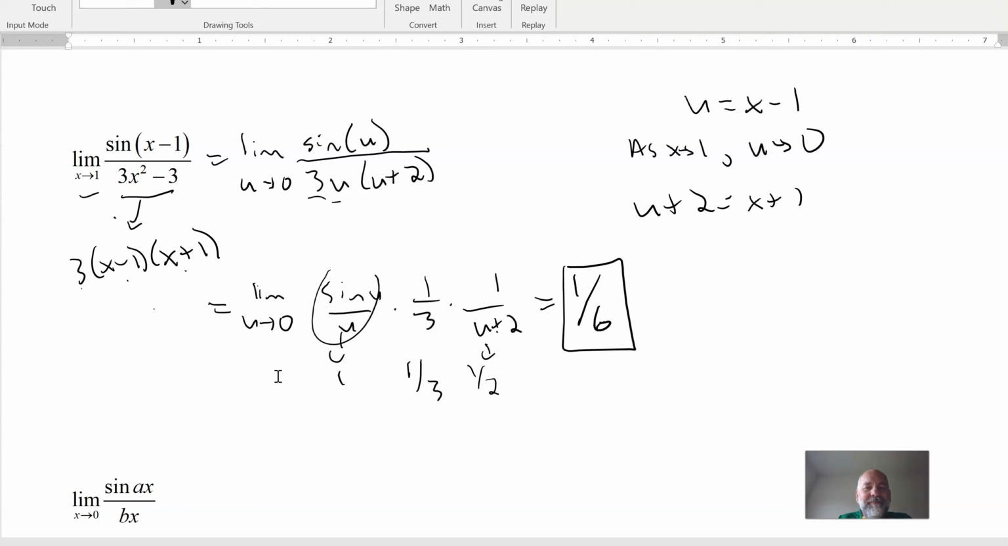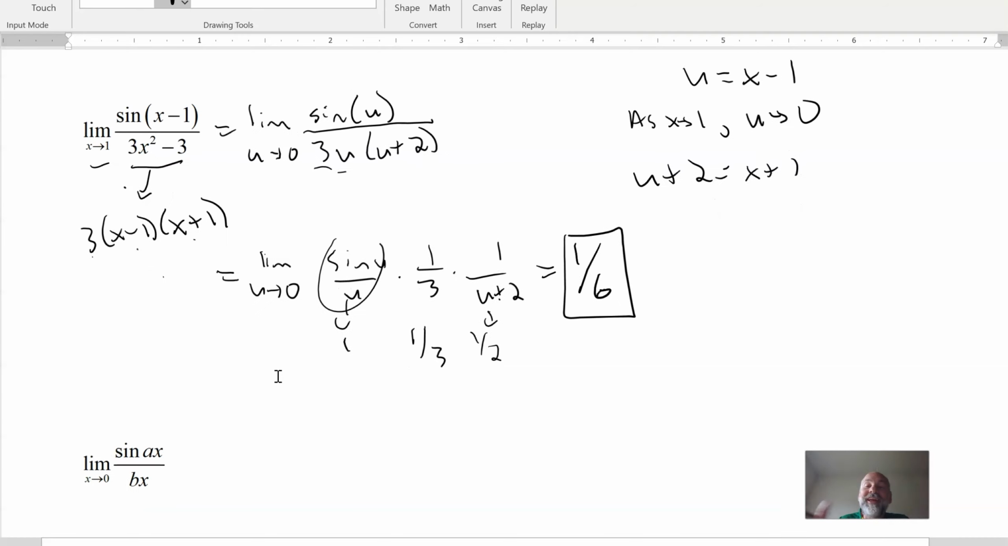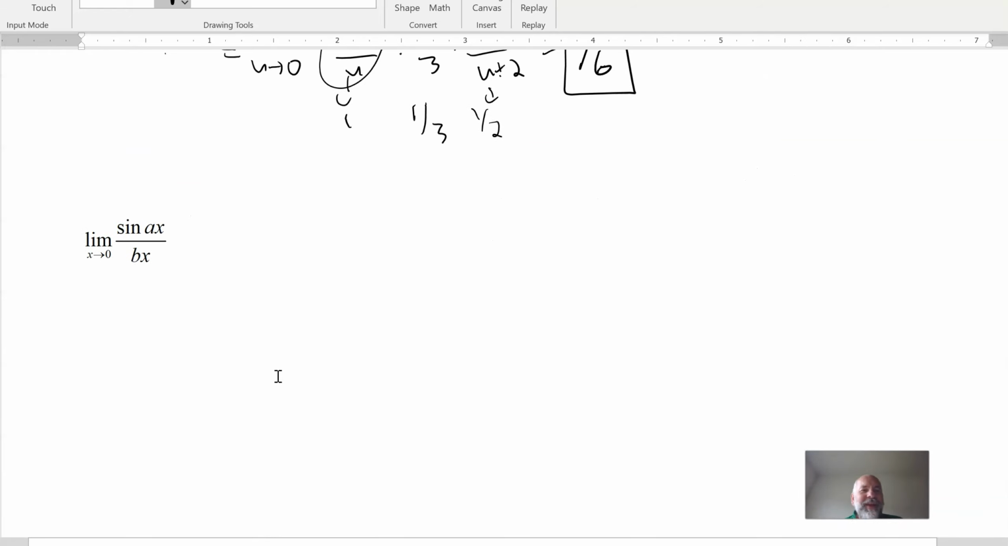The problems like this are going to be very similar. We're going to have problems just like it later on. Okay, and finally, we've got this one. Now you've probably seen this for a while. You've seen when we had the limit of sine of 3x over 2x, the limit was 3/2. We saw that one earlier.